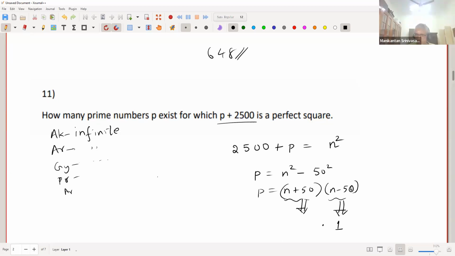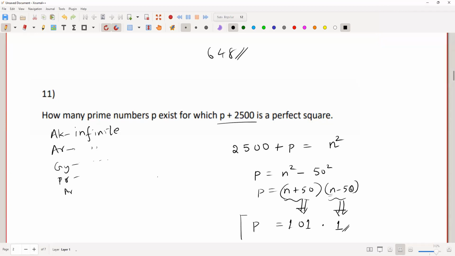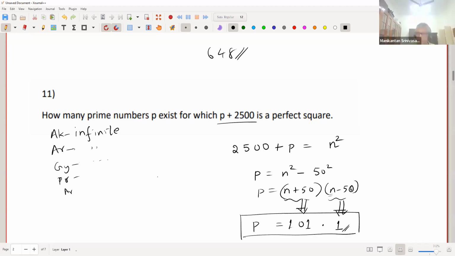When will this be 1? When n is 51. 51 minus 50 is 1, and 51 plus 50 in that case will become 101, which happens to be prime. So the only possibility is when n is 51, which means when p is 101. So there's only one answer.